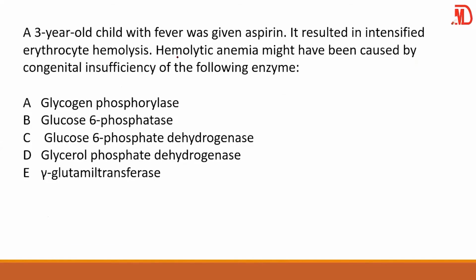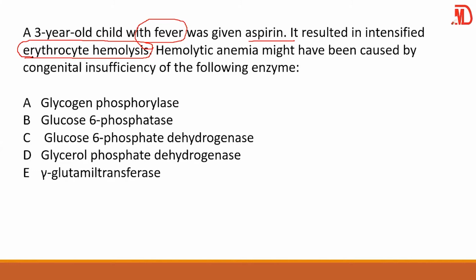We have a 3-year-old child with fever, and was given aspirin. It resulted in intensified erythrocyte hemolysis. That means there's breakdown of red blood cells. And usually, you must understand that red blood cells are protected by what we call NADPH. You have heard about it before. So it prevents oxidative reaction to the RBCs. RBCs are very susceptible to all these sort of harsh drugs or substances affecting them and breaking them down. But they are protected by this NADPH.